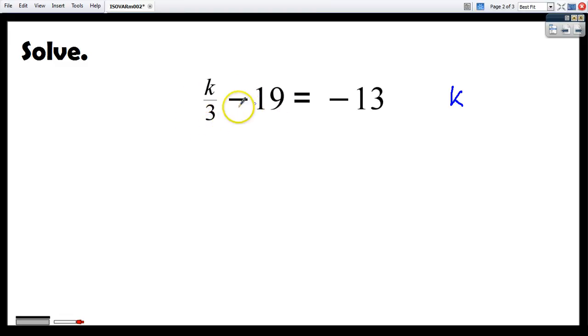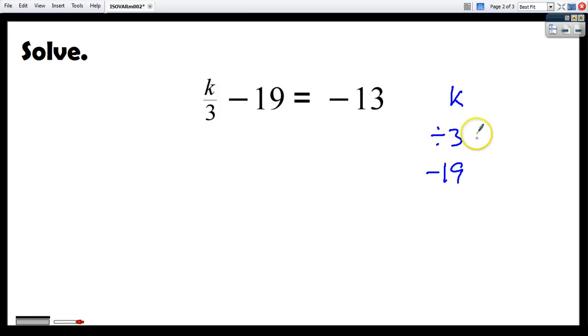Now once again, to figure out which one it is, it's all about order of operations. What comes first in the order of operations? Subtraction or division? We know it's division. So they must have taken k, then divided it by 3 to create this part of the equation, then they subtracted 19 to get the rest of it.